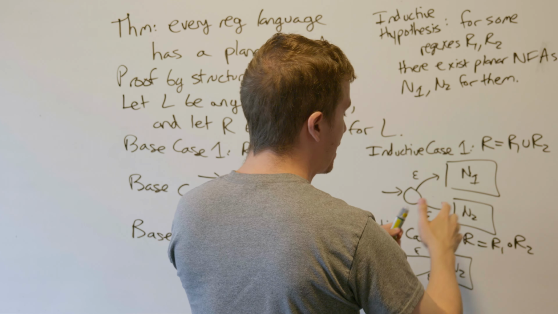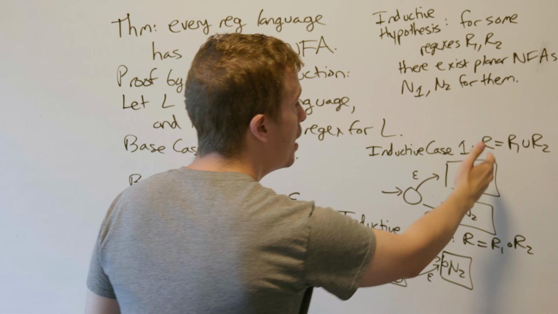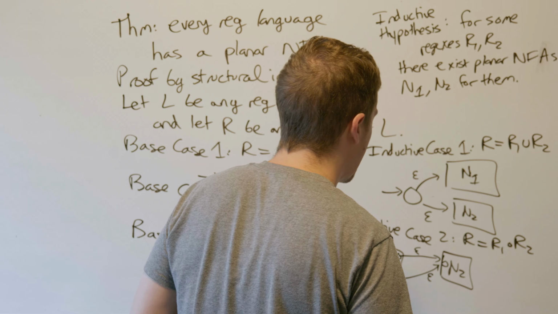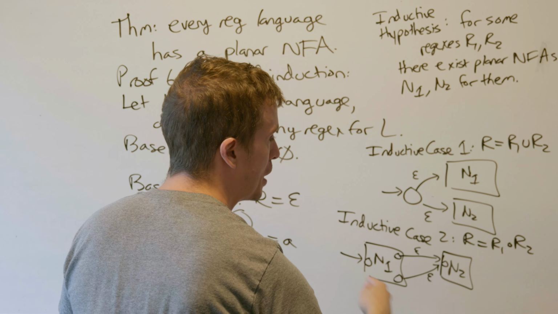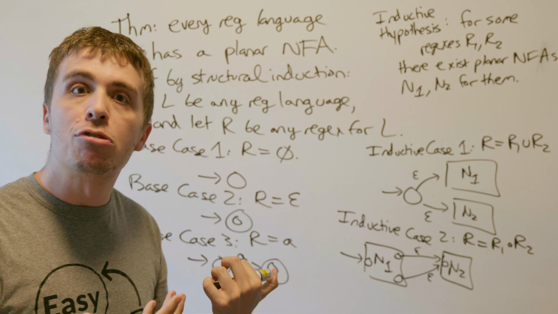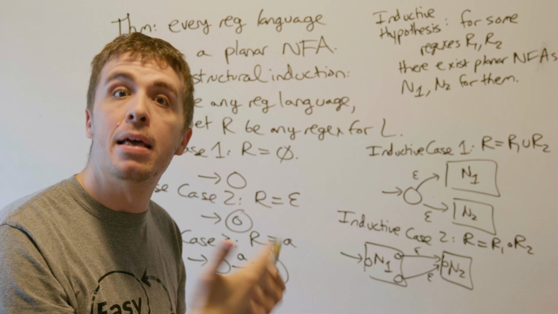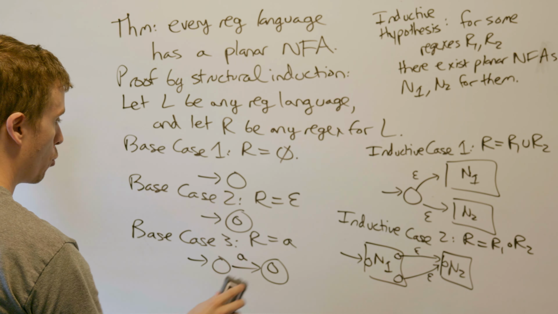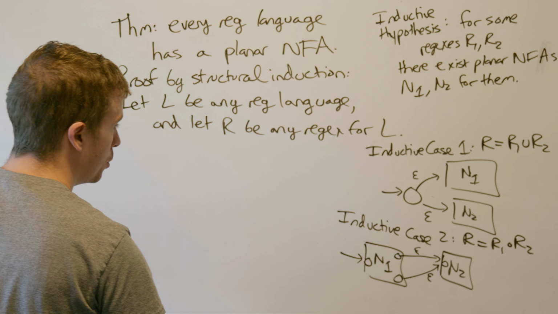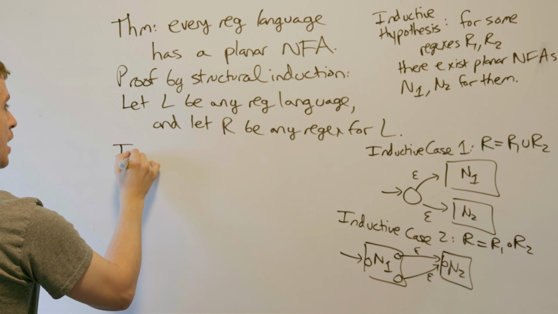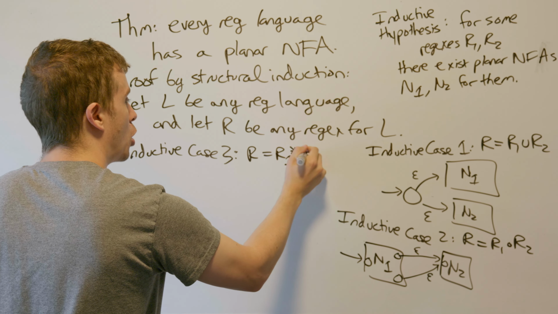And if we do this here and assume that N1 and N2 have their final states on the right side, then these have everything on the right side. And right here, all the final states of the conglomerate machine are on the right side. So as long as we make sure that star has every final state on its right side, then we're good to go. So to make some room, I'm going to eliminate these base cases, but we've already proven those, and those are super easy. So the third inductive case is R is equal to, let's say, R1 star.